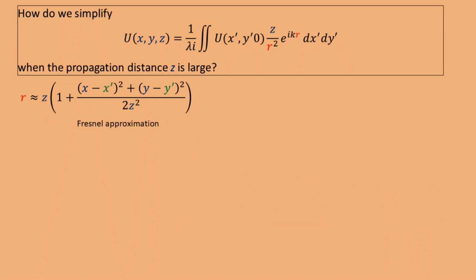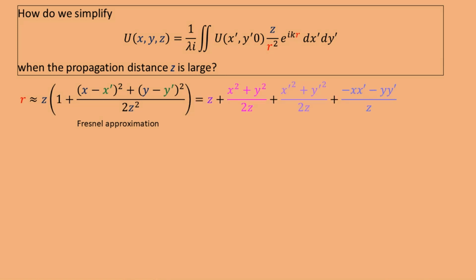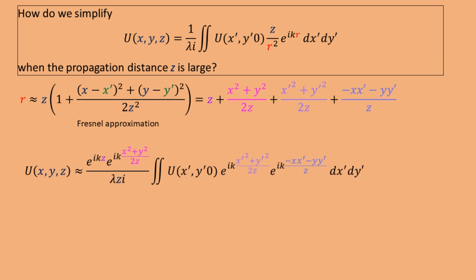So we start with the expression for r in the Fresnel approximation. We can expand this expression, which will give us 4 terms. The first two terms don't depend on the integration variable, so they can be put outside of the integral. Then there are two other terms which do depend on the integration variable. The first one gives a quadratic phase vector, and the second one will give a complex exponential which is reminiscent of the complex exponential that is used in a Fourier transform.